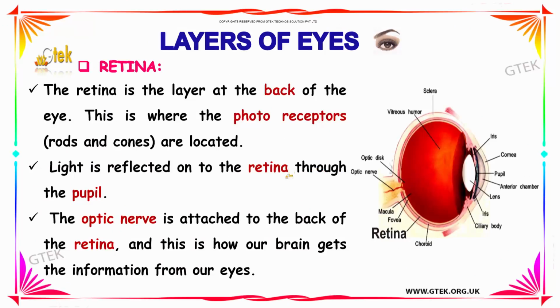Next, we are going to see about retina. Retina is the layer at the back of the eye, and this is where your photoreceptors, that is your rods and cones, are located. The light that is reflected on the retina through the pupil is focused on the retina, and the optic nerve that is attached to the back of the retina transmits this image as electric impulse to the brain, and it gets the information from our eyes. So this is how retina transmits the image to the brain.